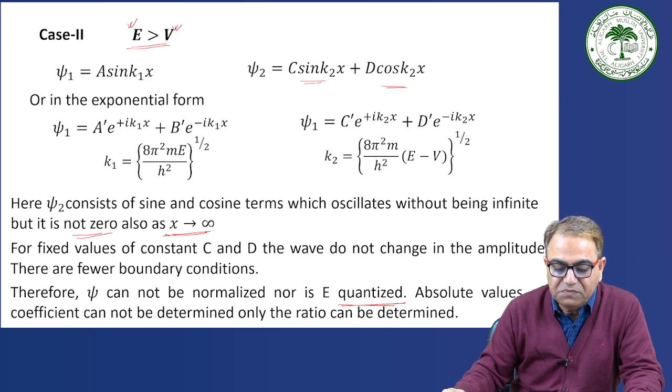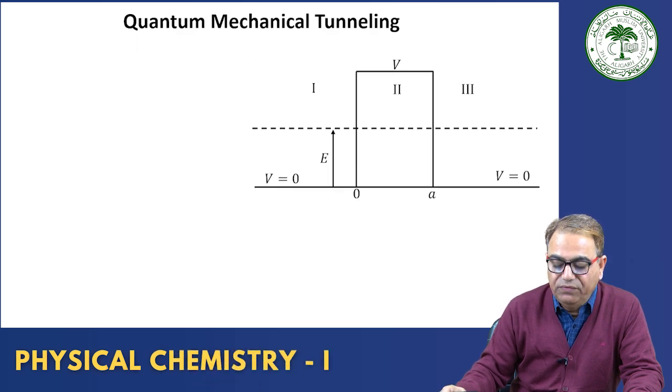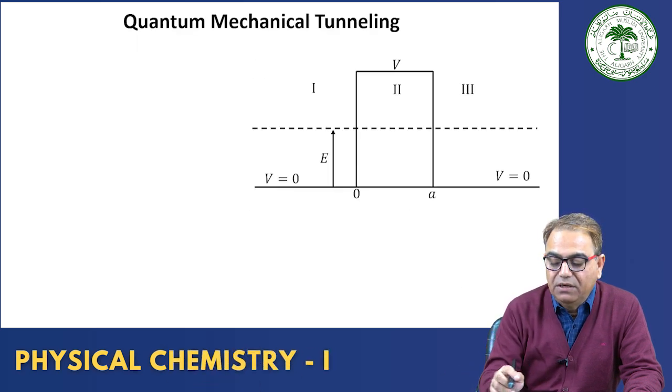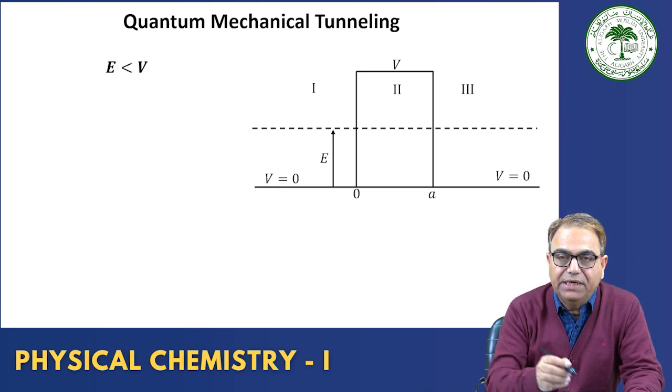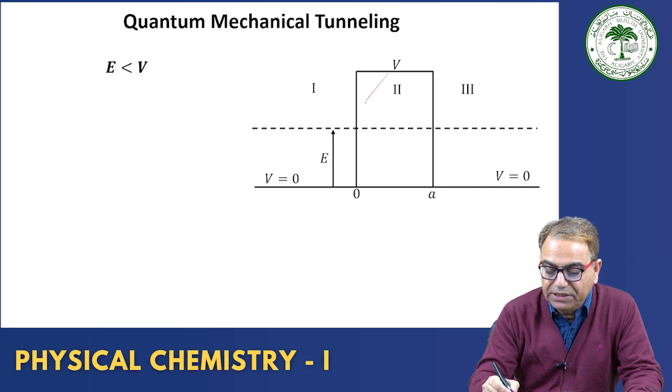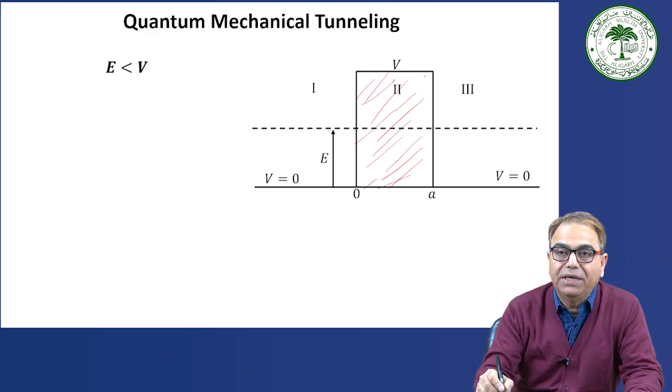Now another thing which I will do here is, if you have a potential barrier and the particle is moving from region 1 to region 3, what will happen? In this case, we suppose that the particle energy is less than V. This is the potential energy barrier in region 2, with thickness 0 to A. So it's not a box, it's a potential energy barrier.